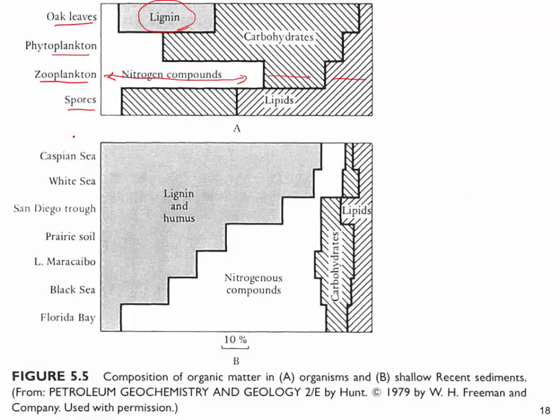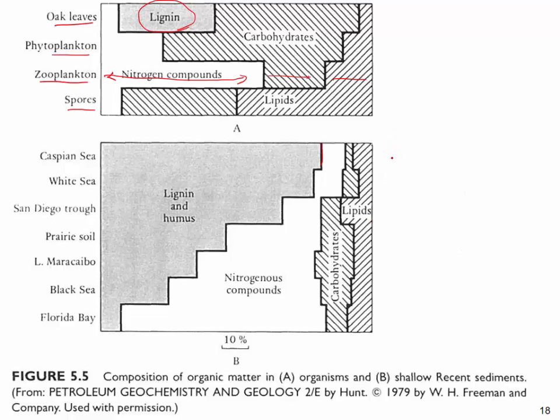And when they are found in the sea, oceanic condition, in the subsurface, this is the shallow recent sediment, you have a lignin component remain, and nitrous compound remain, and the carbohydrate lipid. You don't find the protein that much. The protein is very rare.